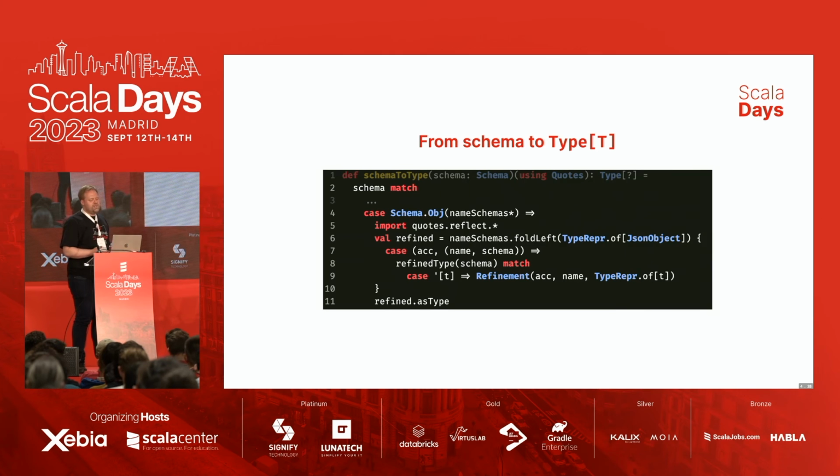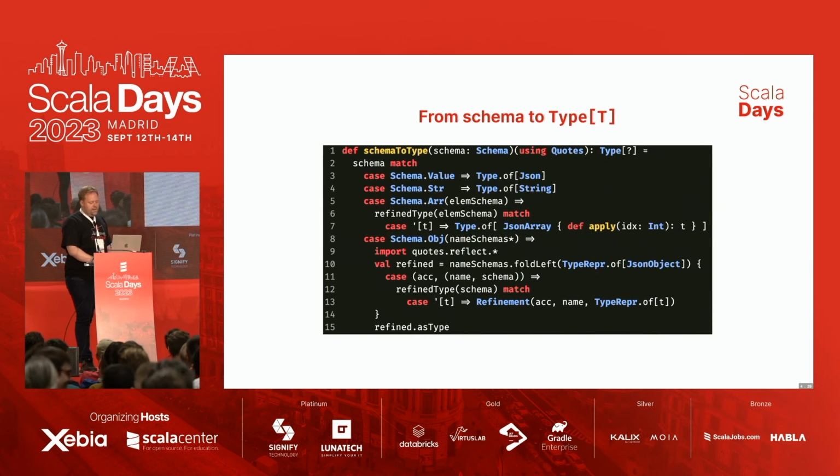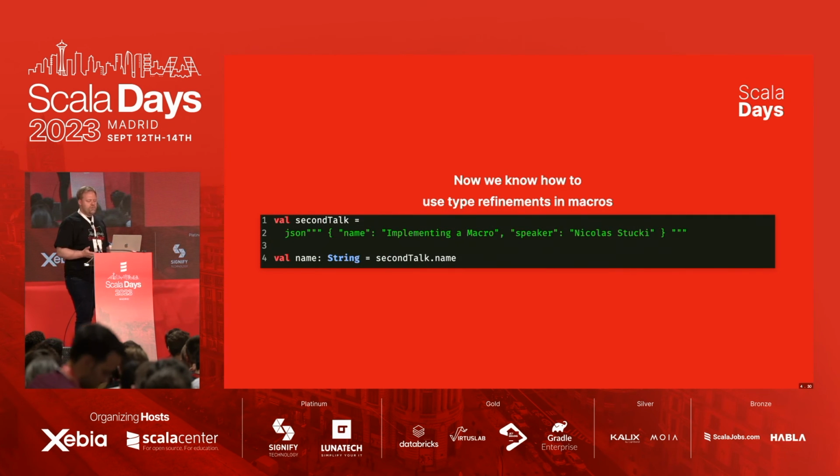And for the object, we do need to use reflection because we don't know statically the names of the refinements. So we're just going to fold over the JSON object, and we're going to add as many refinements around it as we have in the schema. And for each schema, we're going to just use the name and again recursively get the type out of the schema for each of the key values. And yeah, this is the full code, not too long. So now we know how to use type refinements in macros to implement something like this.